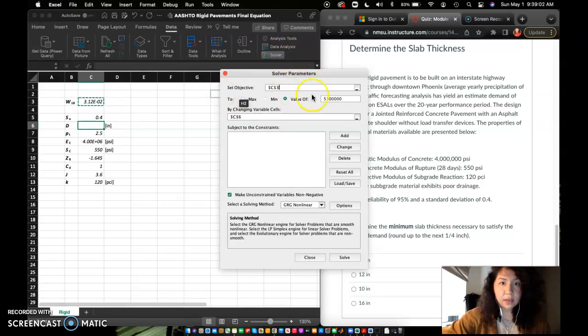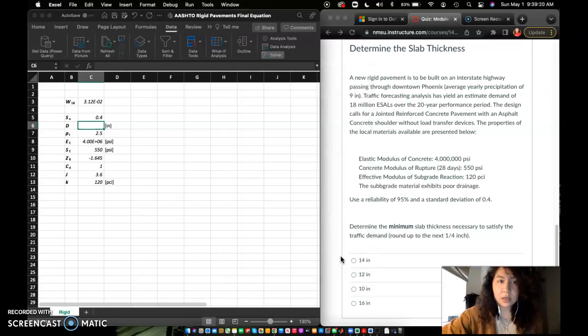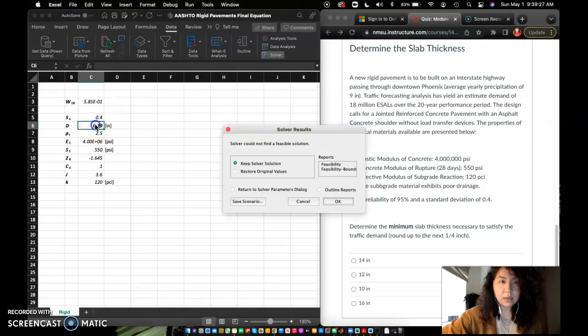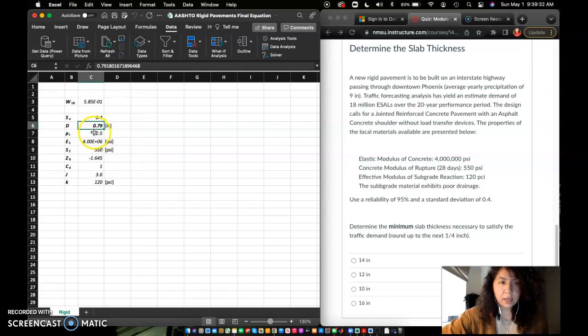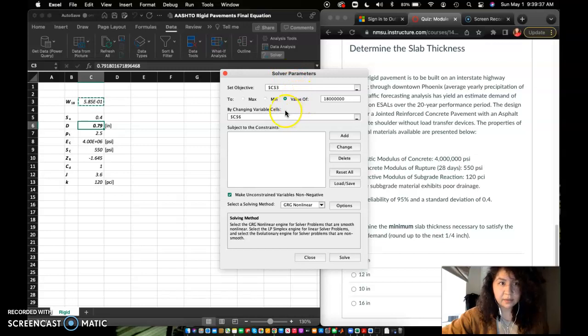Solver data. This is 18 million ESAL, 18 e to the 6. And we're going to solve for our thickness. This does not make sense. So I'm going to solve again.